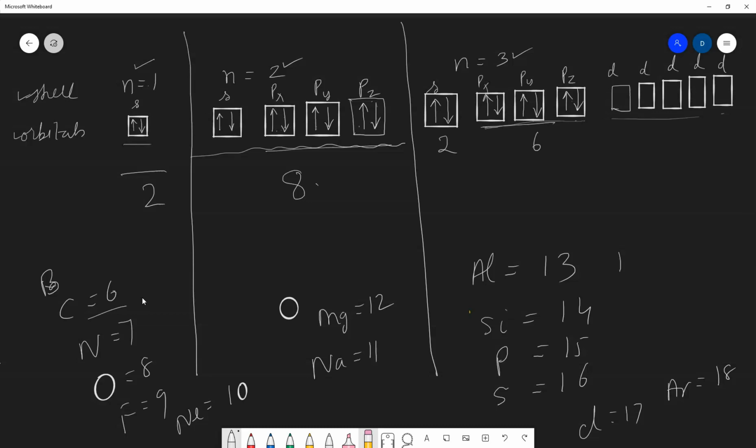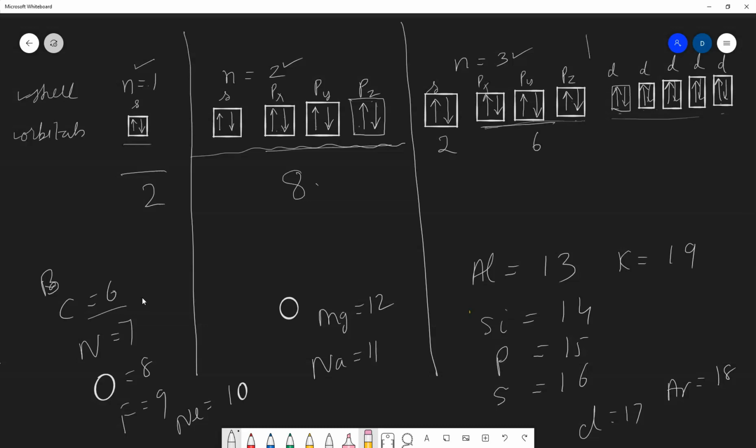After argon comes potassium, K, which is 19 electrons. So that will go to the next orbital here. Then calcium will go here next. Afterwards scandium will go there. And titanium, which is 22, goes here. And vanadium will go here. Now all these 5 orbitals have got 1 each. Then chromium will go here, and the next one will go here. So this will continue.